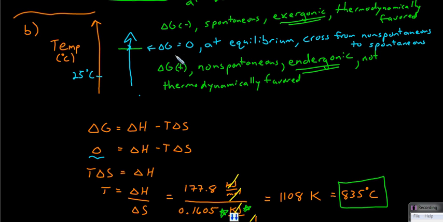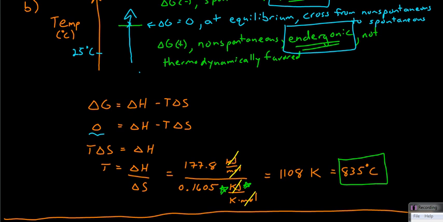Below that 835 degrees Celsius, we have a positive delta G. We know this is non-spontaneous and not thermodynamically favored, but I want to introduce the term endergonic. This is just another term for saying non-spontaneous, positive delta G. And also we'll introduce exergonic. This is saying that you have a negative delta G. The reaction is spontaneous. And we'll use those later when talking about reactions in the body.